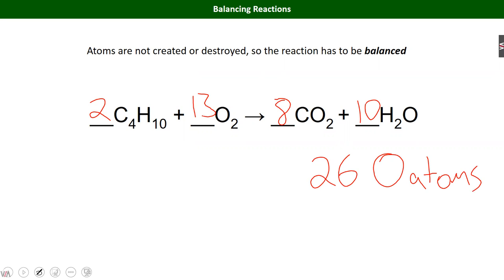Now, if we look at any atom or every atom, we should have the same number on both sides. We have 8 carbons on the left. We have 8 carbons on the right. We have 20 hydrogens on the left. We have 20 hydrogens on the right. We have 26 oxygens on the left and 26 oxygens on the right. Now it's balanced and we can say that the before and the after are equal to each other.